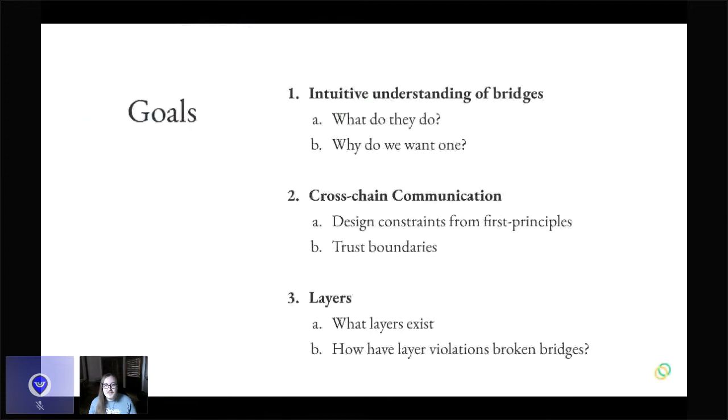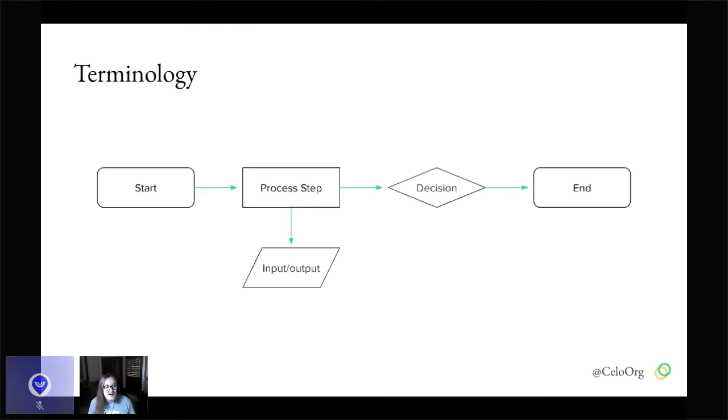The goals of this talk are to get an intuitive understanding of what a bridge is and why it exists, to talk about cross-chain communication, and then to talk about layer violations that lead to bridges falling down, breaking, and losing tons of money. If you've seen me give talks previously, the first couple sections will feel pretty familiar. I tend to go over the basics before diving in deep on things. All right.